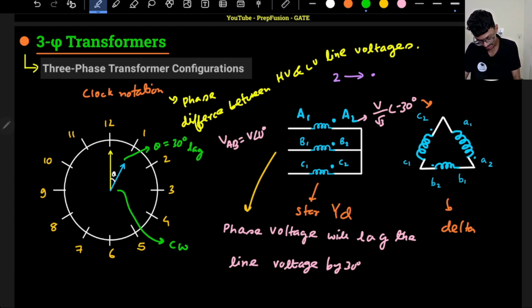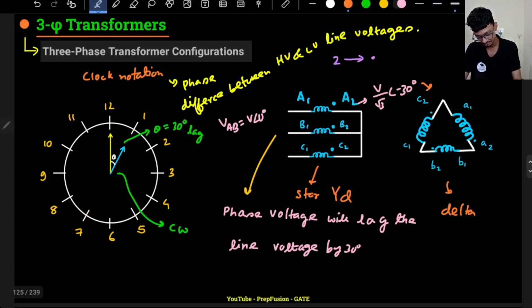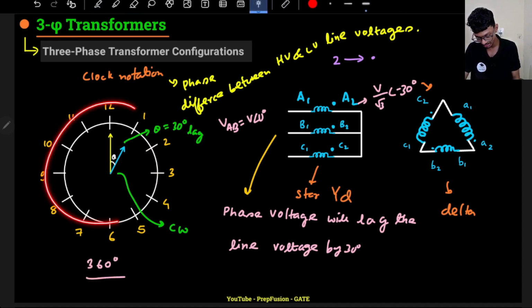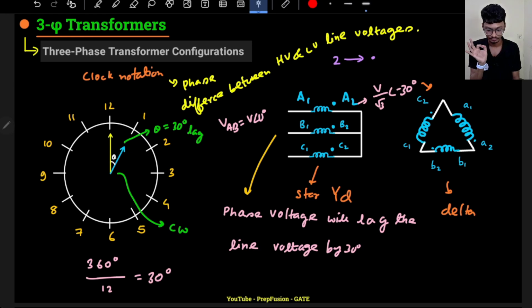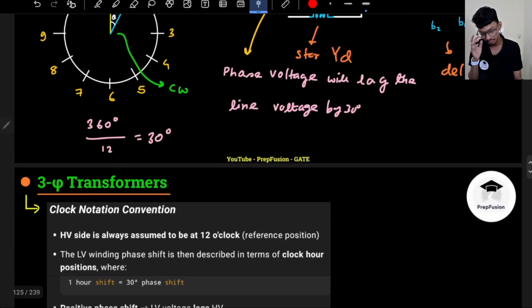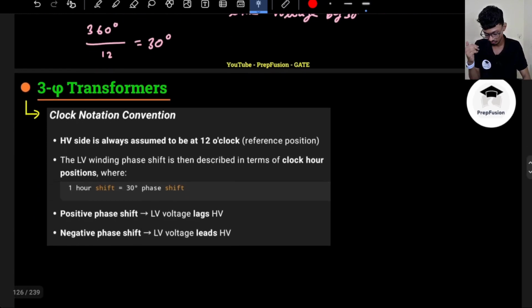Got it? And why is it at 1 o'clock? Because it is lagging by 30 degrees, and I know this whole circle is 360 degrees. So 360 degrees divided by the number of hours, that is 12, will give me 30 degrees. So basically 1 hour is 30 degrees, this we already know. So here it will just lag by 30 degrees, that's it. This is basically the clock notation. We will solve others as well, don't worry. I will give you questions, I want you to try them out and we'll come back to that.